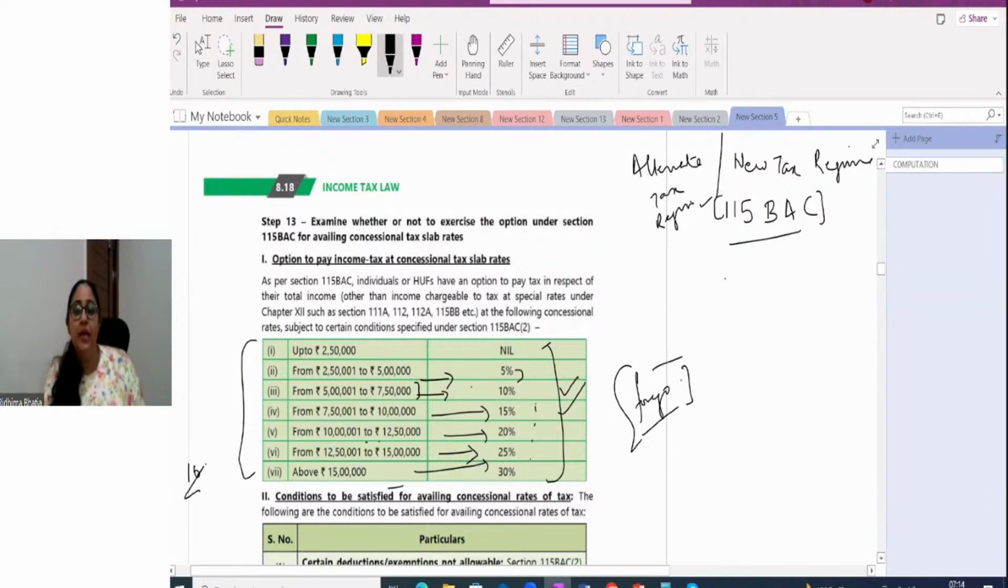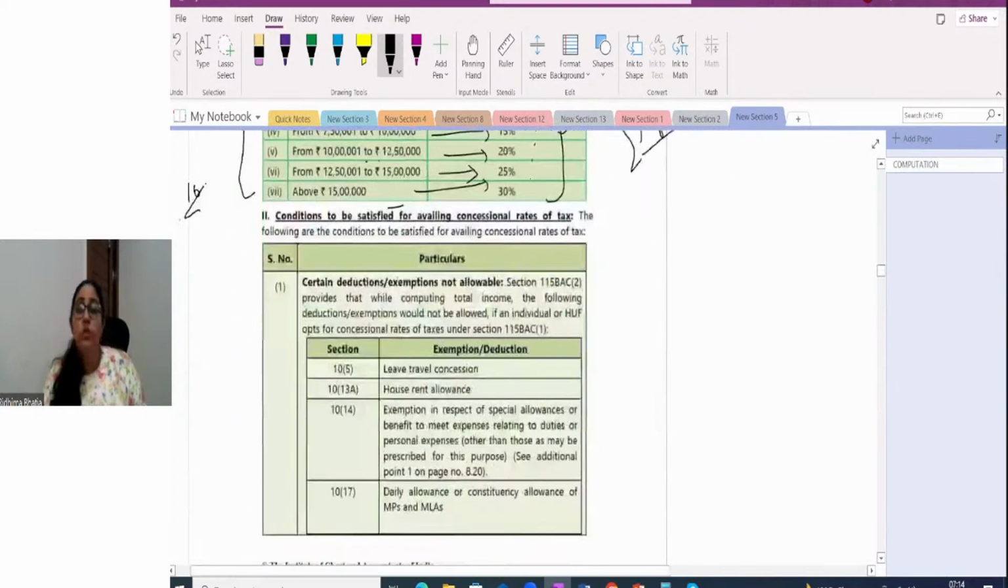So ma'am, आप इतने time से बोल रहे हो, what are the benefits which we have to forego? So let's understand what are the benefits first which we have to forego. So if I talk about salary में I have to forego leave travel concession. House rent allowance. I mean, this is something which a person in today's day claim anyway if they have salaries by some means or the other.